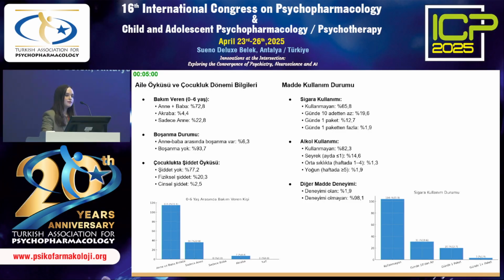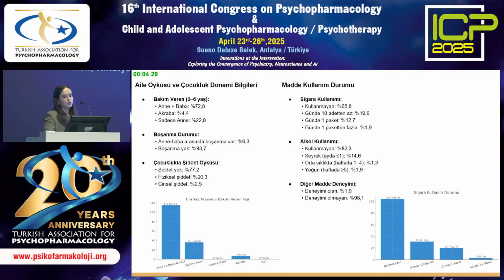When we check out the parental history and childhood information, when we check out the caregiver, mom and papa together was 72.8%, relatives 4.4%, just mom 22.8%. Divorce rate was 6.3, no divorce was 93.7, childhood violence 77.2, no violence, physical violence was 20.3%, and sexual violence was 2.5%.